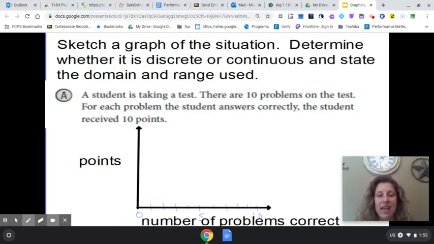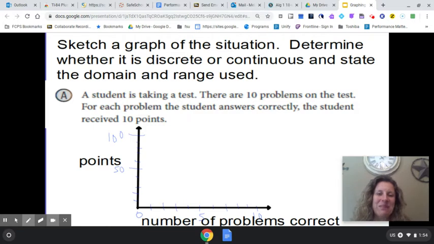Now, it did say that each question was worth 10 points. So if we have 10 points per question and there's 10 questions, we could have up to 100 points available. So if I come up with a scale, I'm going to cut it in half there at 50, and I'm just going to count by 10. So 10, 20, 30, 40, and 60, 70, 80, 90. Those are supposed to be evenly spaced. I'm trying to do that with my finger on this touch screen, so it's a little difficult.